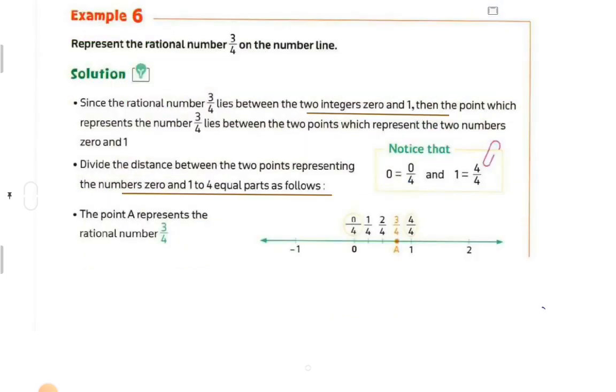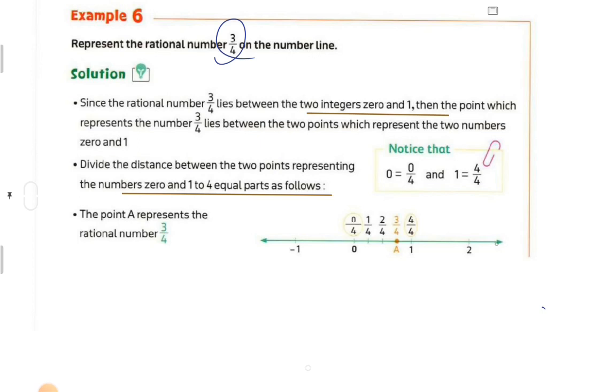Example number 6, represent the rational number 3 over 4 on the number line. I want to represent this rational number 3 over 4. Of course, 3 over 4 is not a counting, is not a natural, is not an integer number. It's just rational number because it's a fraction. How to represent this fraction on the number line?